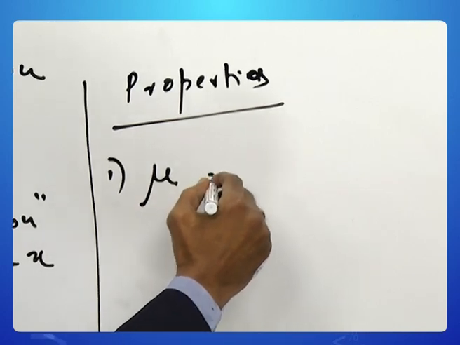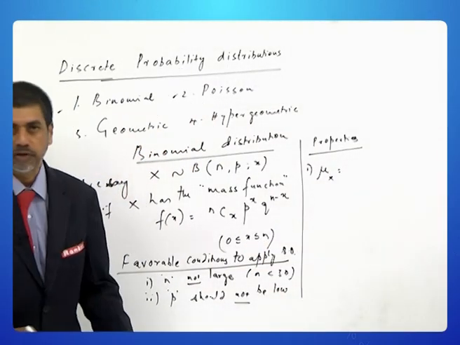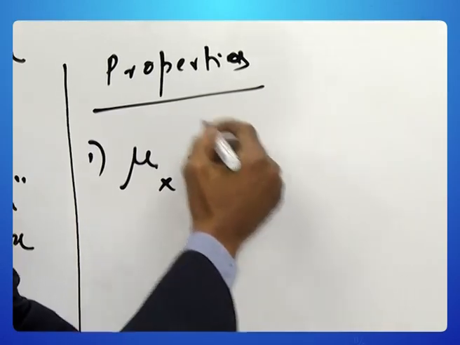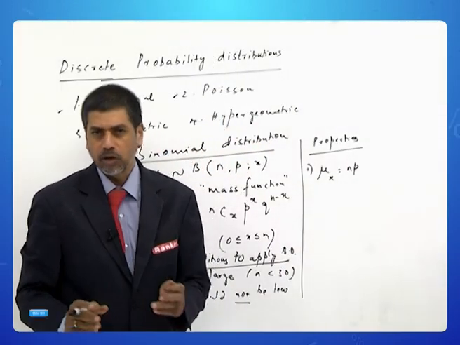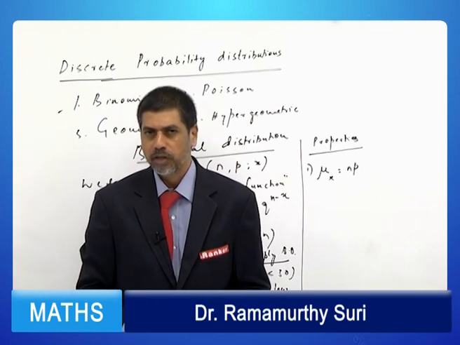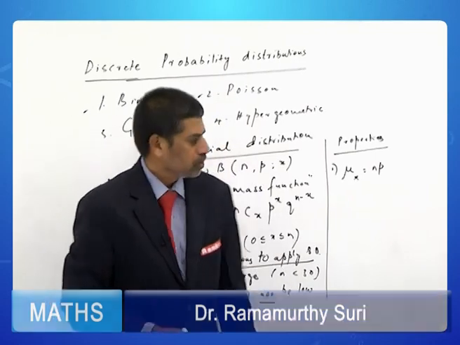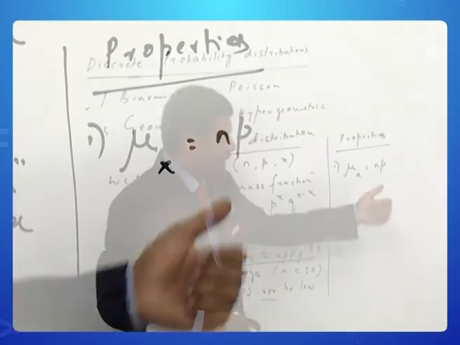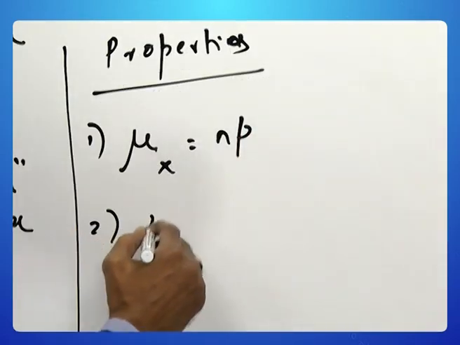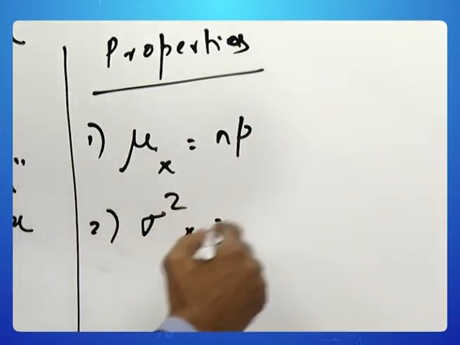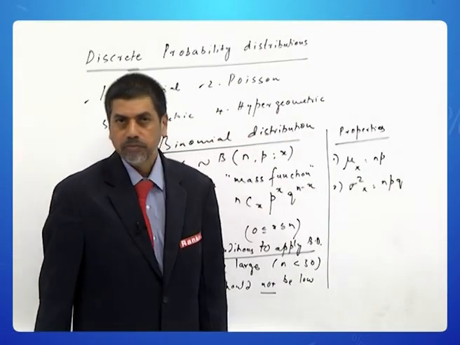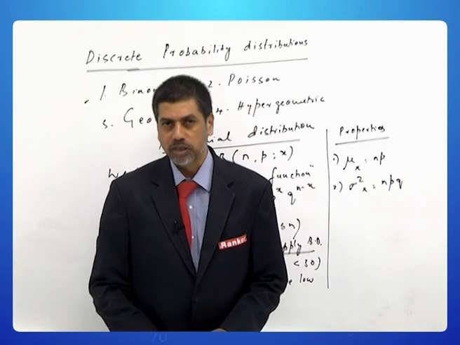The mean of a binomially distributed random variable is n into p. A slightly longish derivation exists about which we need not bother. N into p. So if we just multiply the binomial parameters, you get the mean. 2. The variance of the binomial distribution is npq. These are well-known established results.